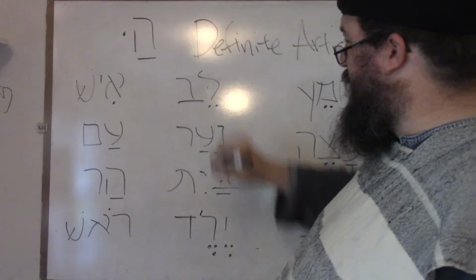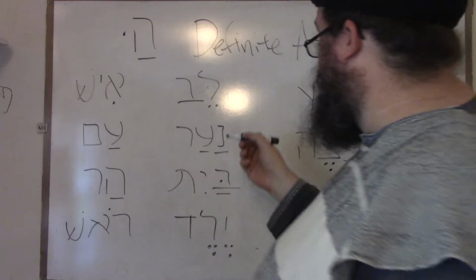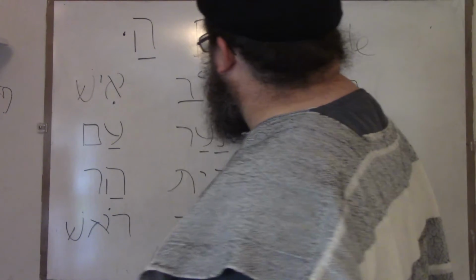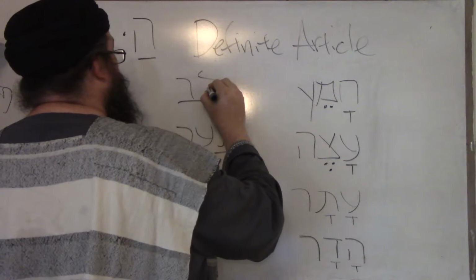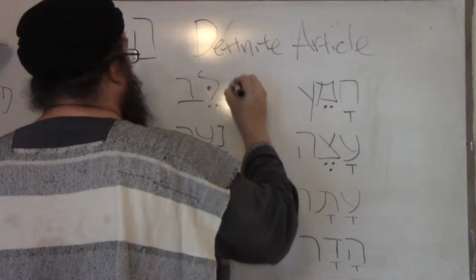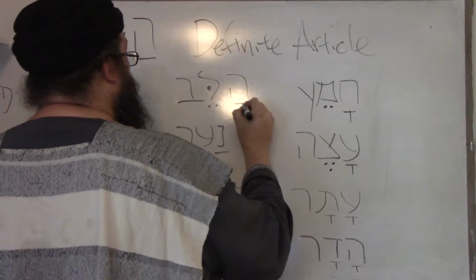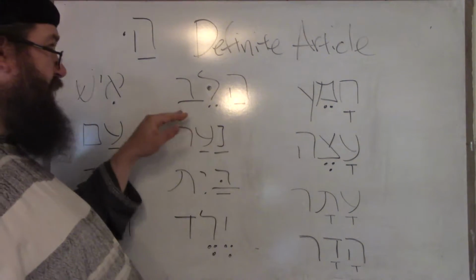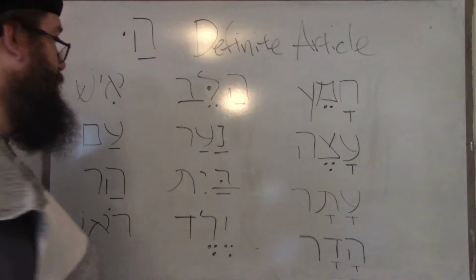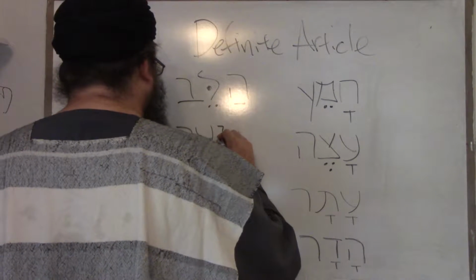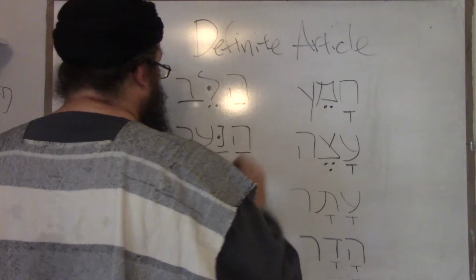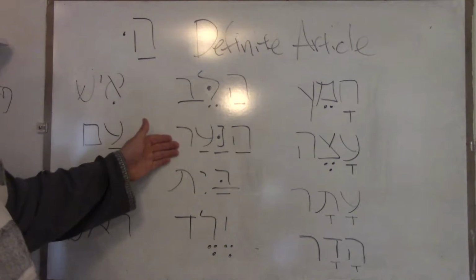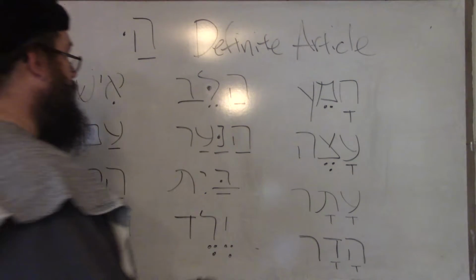Well, first we're going to put a dagesh in our first letter. So we're going to put our dagesh here in the first letter. Secondly, we're going to add the hey. And then we're going to put the patach underneath it. So now we have halev, which is the heart. Okay? We're going to do the same thing with this one. We're going to add the hey, and put the patach underneath it. Now it's hana'ar, the young man.